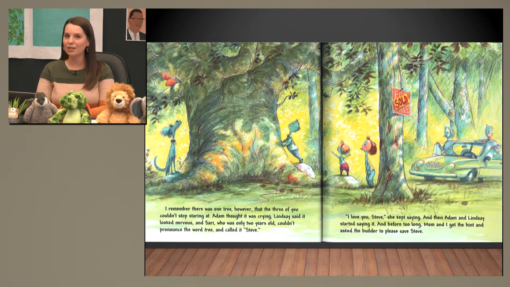Now, even though we know that this is a story about a tree, these events really show the strong emotion associated with the memory of this tree for Alan and his family. And it's almost as if the tree were another member of the family.